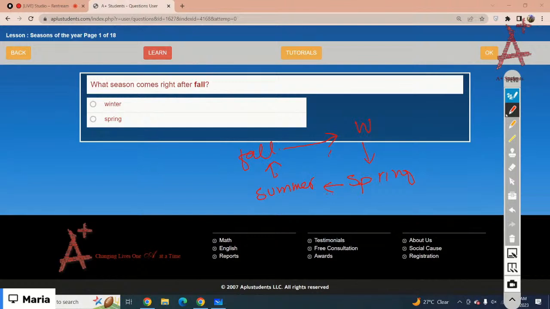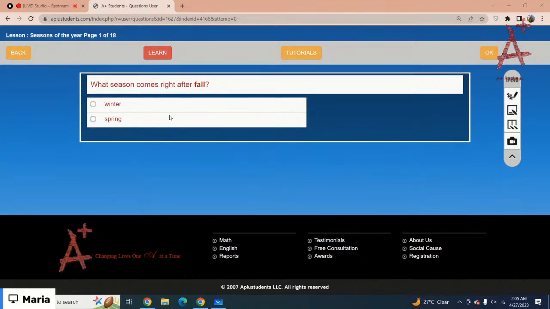No, that would be winter. You can see here, here is the cycle. If you start with the winter, it would be winter, spring, summer, and fall. So right after fall, you have the winter. Got it? This one is the one that is right after the fall. Just keep this cycle in your mind. It would be winter.